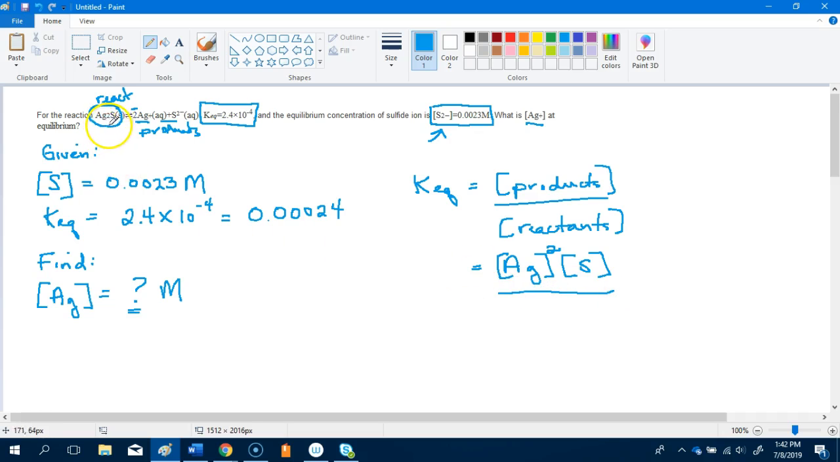Now my reactant in this case is my silver sulfide, but you can see that it's in solid, it's a pure solid form, so we don't include pure liquids or pure solids in our equilibrium constant equation because they always remain constant, so we can just put a 1 there. And that is the equation that we're going to use. So this might have been your stumbling block. If you included the silver sulfide, you might have wondered, how am I going to solve for 2 unknowns? But this definitely is a 1 in the equation because we don't include the pure solid.